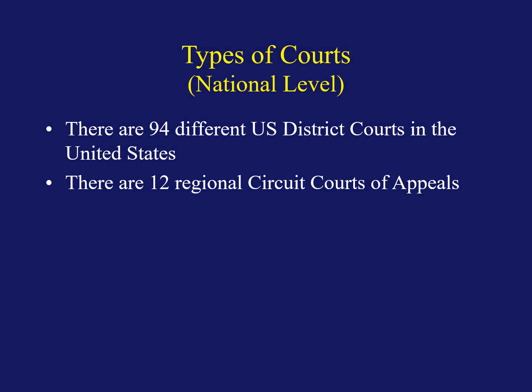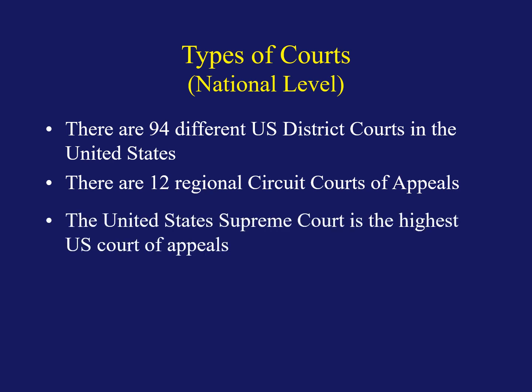I should mention one additional Court of Appeals. The United States Supreme Court, located in Washington, D.C., is the highest court of appeals. So if you're convicted of a crime in a district court, you could appeal to the circuit court, and if you still lose, you could appeal again to the United States Supreme Court.